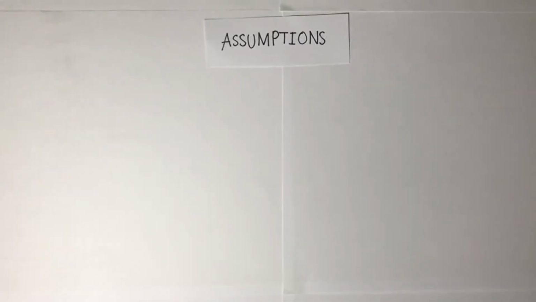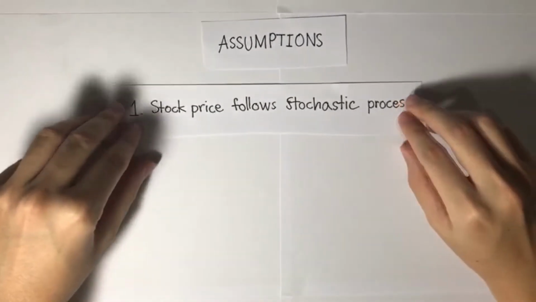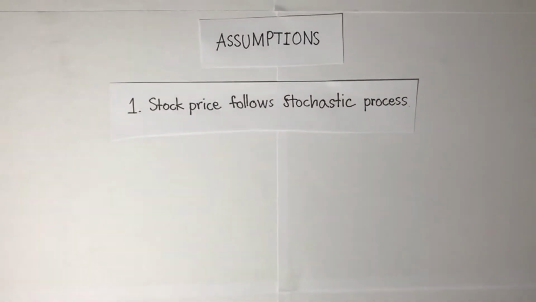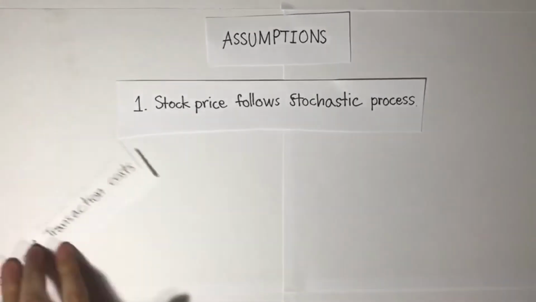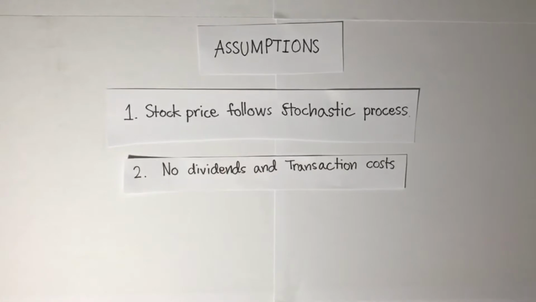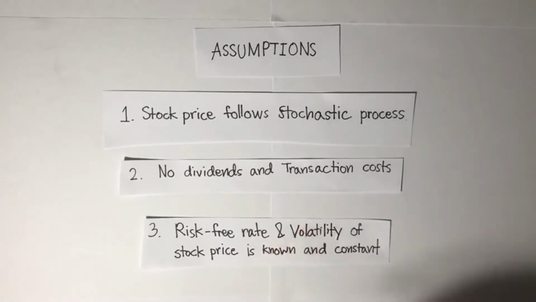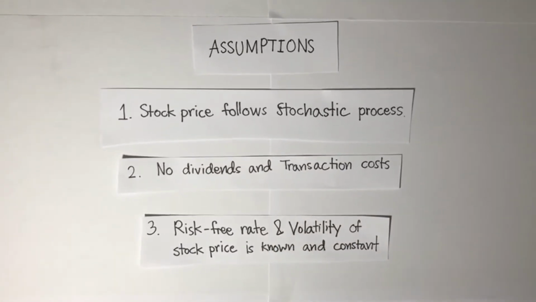However, the BSM equation has some underlying assumptions. First, the stock price follows a stochastic process, meaning that we cannot use historical prices to predict its future movement. Second, there are no dividends and transaction costs. And third, the risk-free rate and volatility of the stock price are known and constant.